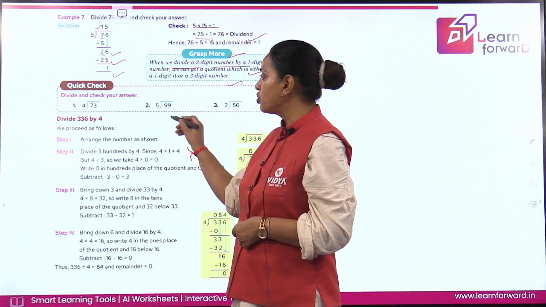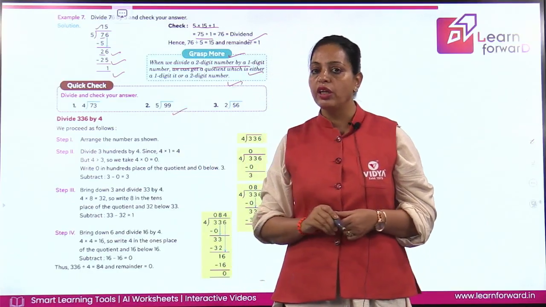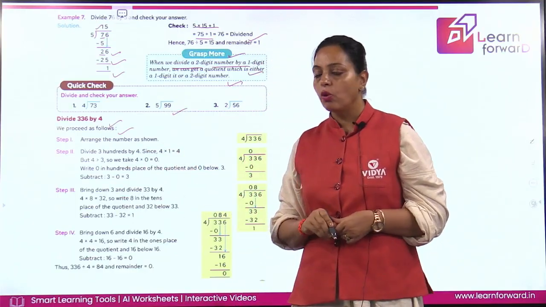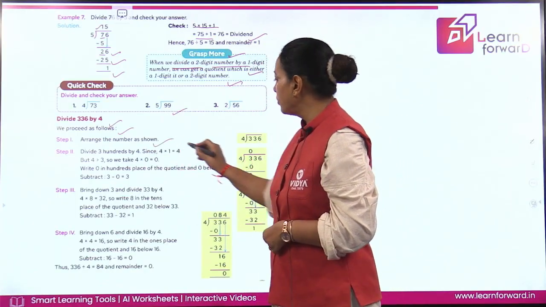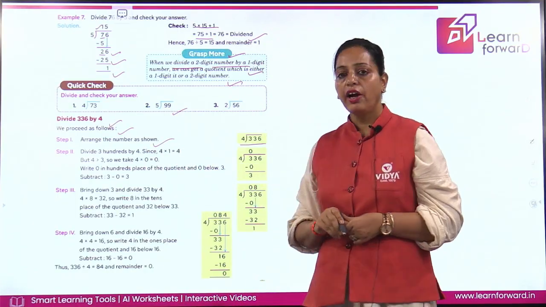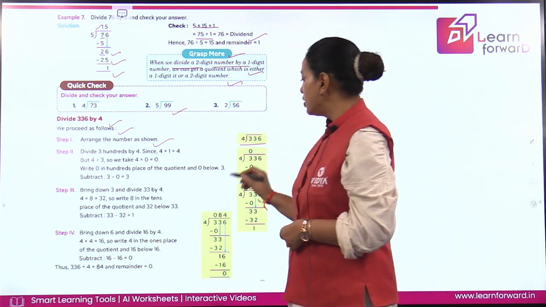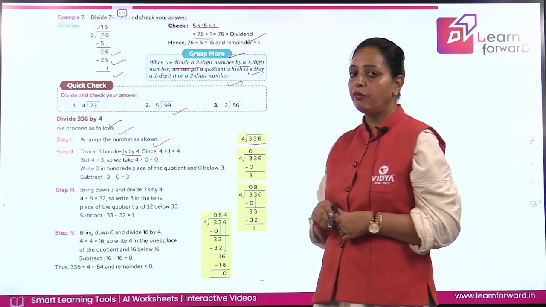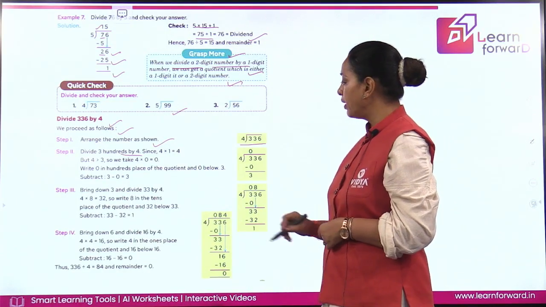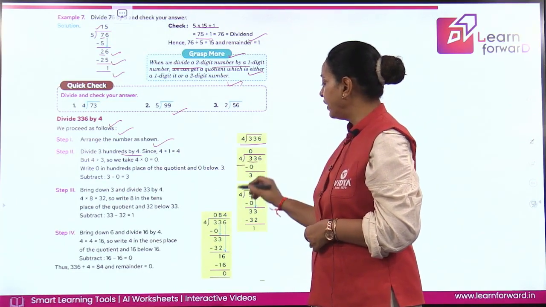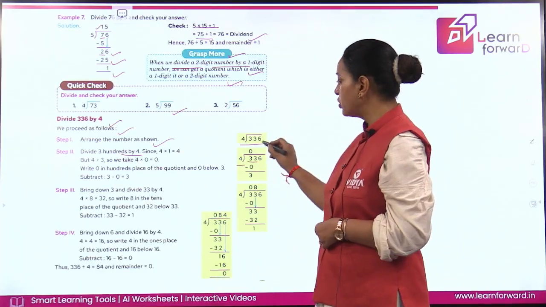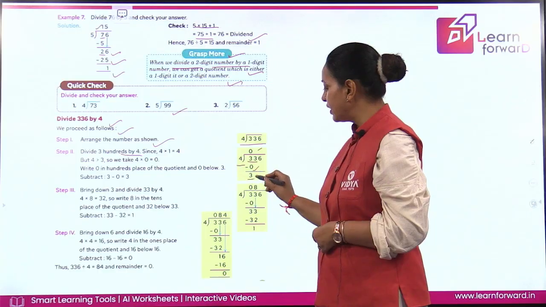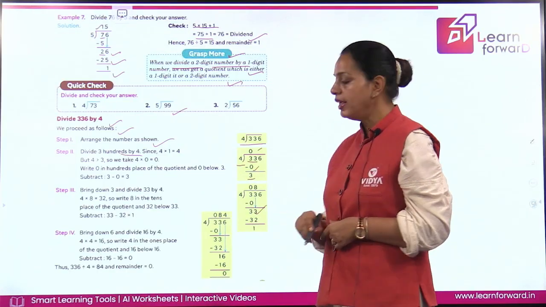Okay. Now quick check, you can try these sums on your own. Now divide 336 by 4. So first step, arrange the numbers as shown. Now step 2, divide 3 hundreds by 4. But you know 3 is smaller than 4. So what do we have to do? We will combine. First of all we will write 4 zeros are 0. Okay. Then we will combine with the tens digit. So this becomes 33.